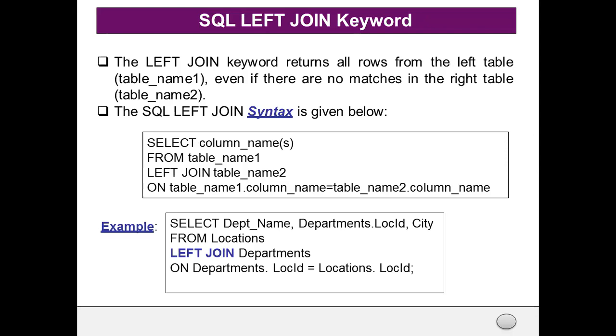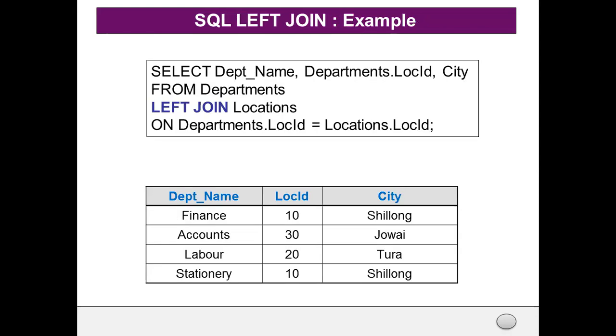Now comes the SQL left join. SQL left join is similar to right join, the only difference is that all the rows from the left table will be present, even if there is no match in the right table. Same thing, we'll just replace it with the left join keyword. So here you can find there is no Guwahati because that is not present in the left table. In our case, the left table is department and the location table is the right table. So this is the output.